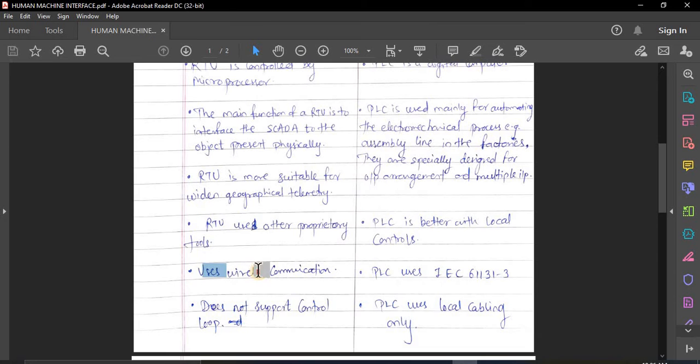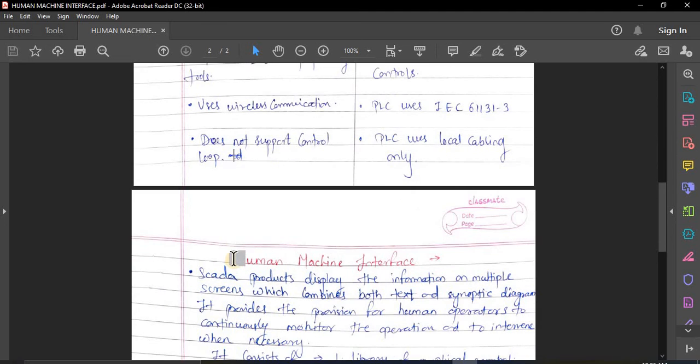RTU requires wireless communication, but PLC requires local cabling, of LAN and wireless LAN. RTU does not support any kind of control loops, unlike PLC. PLC supports it.